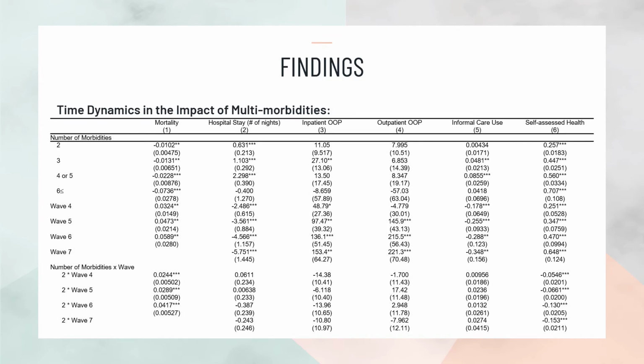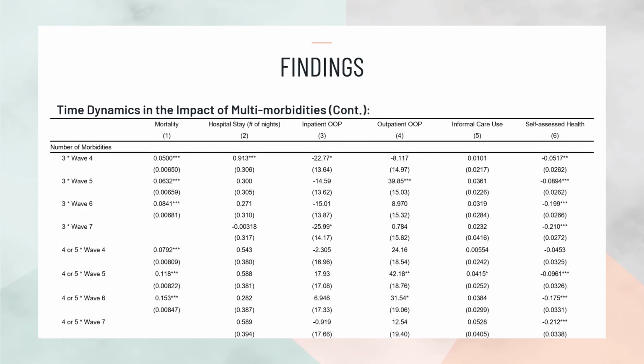This slide with the next two slides demonstrates the time dynamics in the impact of an increase in the number of comorbidities on the health outcomes under investigation. The significant interaction between waves and the number of comorbidities in Model 1 shows that the relationship between the number of comorbidities and mortality in the next wave increases from wave 4 to wave 6. Model 2, on the other hand, demonstrates that variations between wave 4 and wave 7 in the impact of multimorbidities on hospital stay are only significant when the individuals suffer from 6 or more conditions.